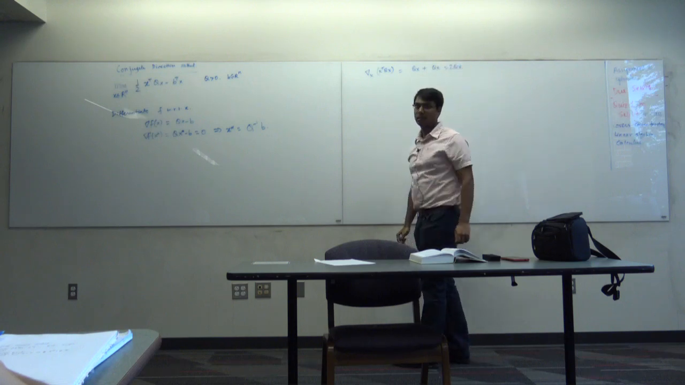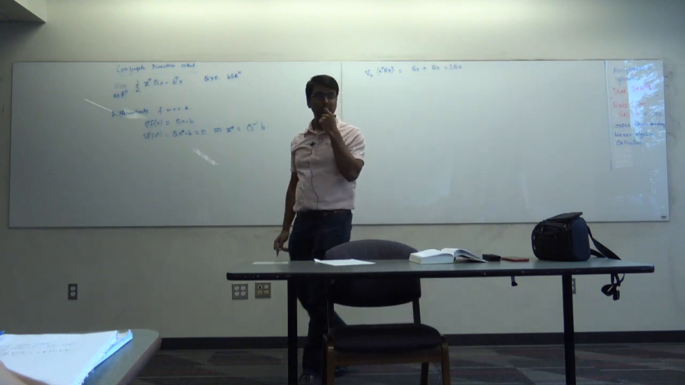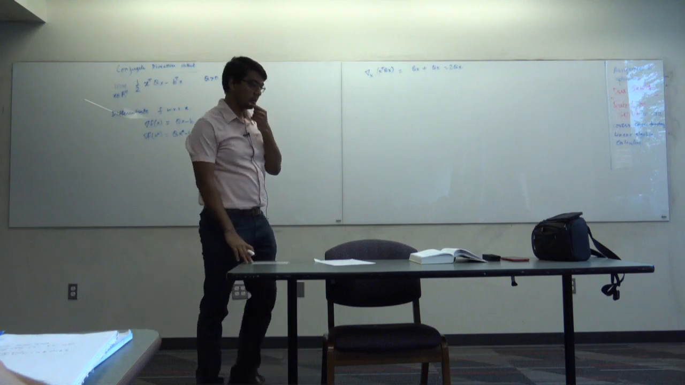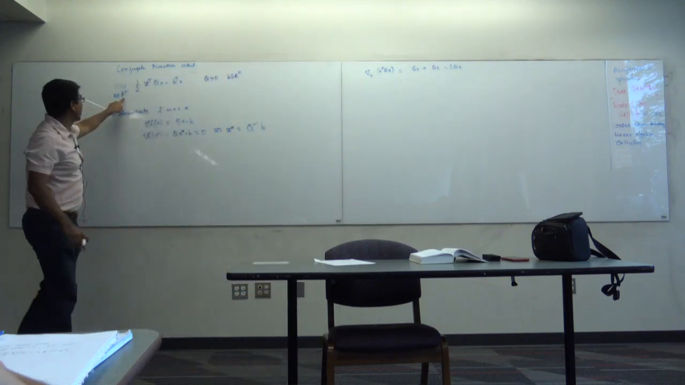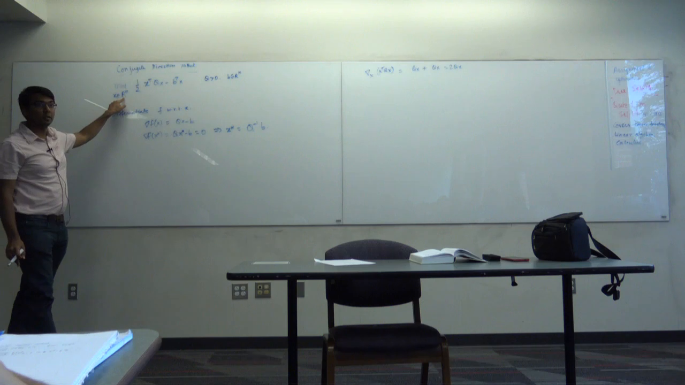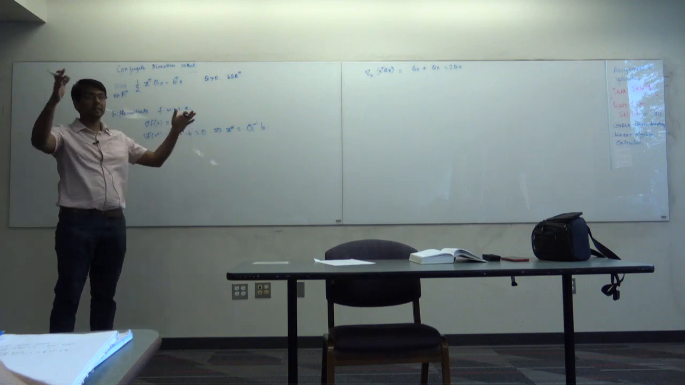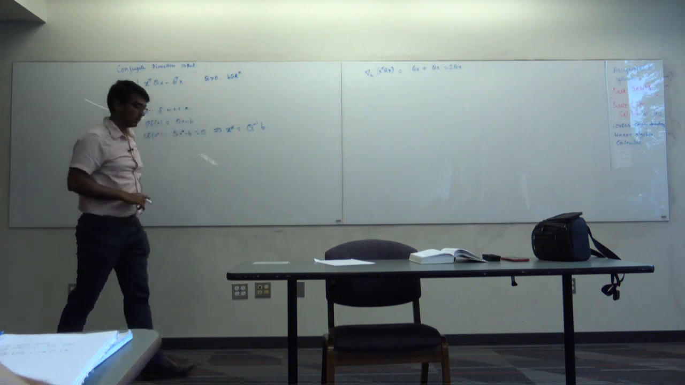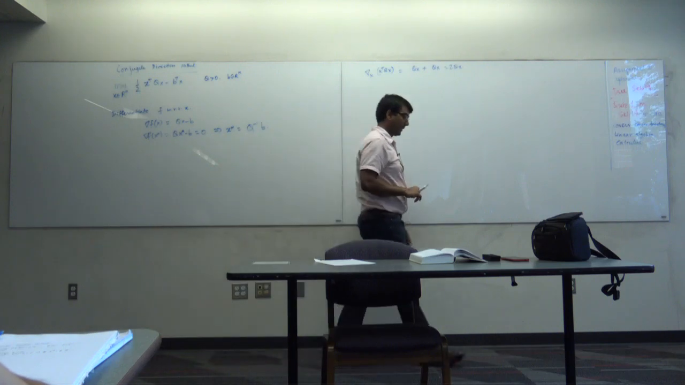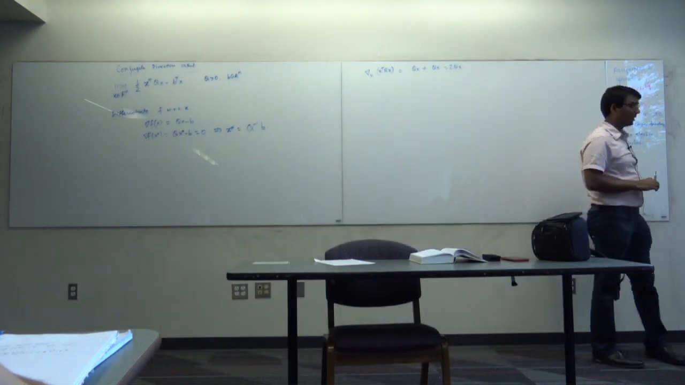Can you please remind me why this is an unconstrained optimization problem? Oh, because x takes values in Rn. So the domain is not constrained. x could lie anywhere in the space. That's why it's an unconstrained optimization problem.